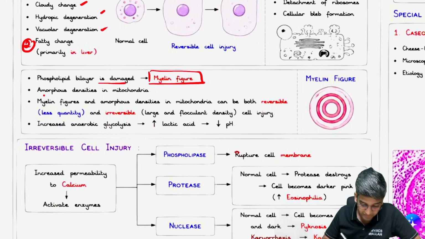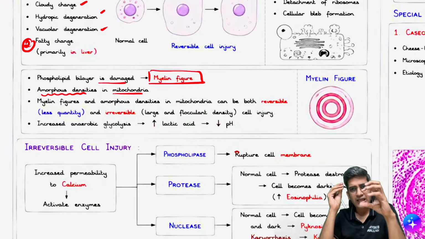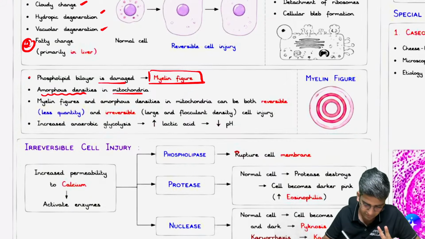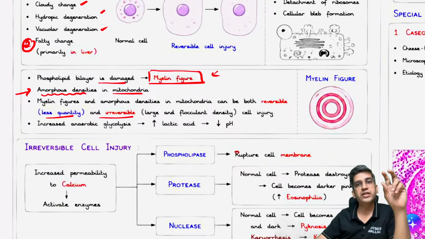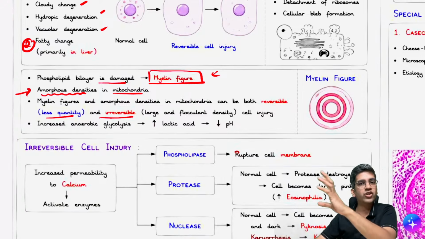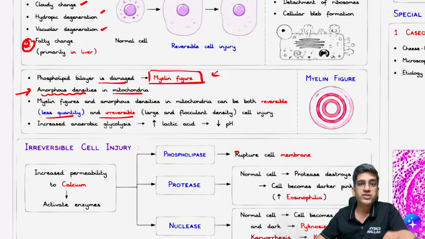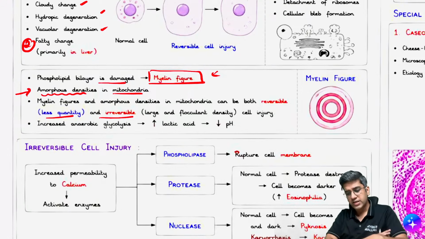At the same time, the same change in mitochondria, we call amorphous density. Reversible, less amorphous density. Irreversible, more amorphous density. There are two findings: myelin figure and amorphous density of mitochondria, seen in both reversible as well as irreversible cell damage. Especially it will be useful in a one mark question. Your MCQs are there in universities, right? All of the following are seen in reversible except, please remember, myelin figure and amorphous densities. Look at the quantity: small amorphous density reversible, large flocculent density irreversible, right?